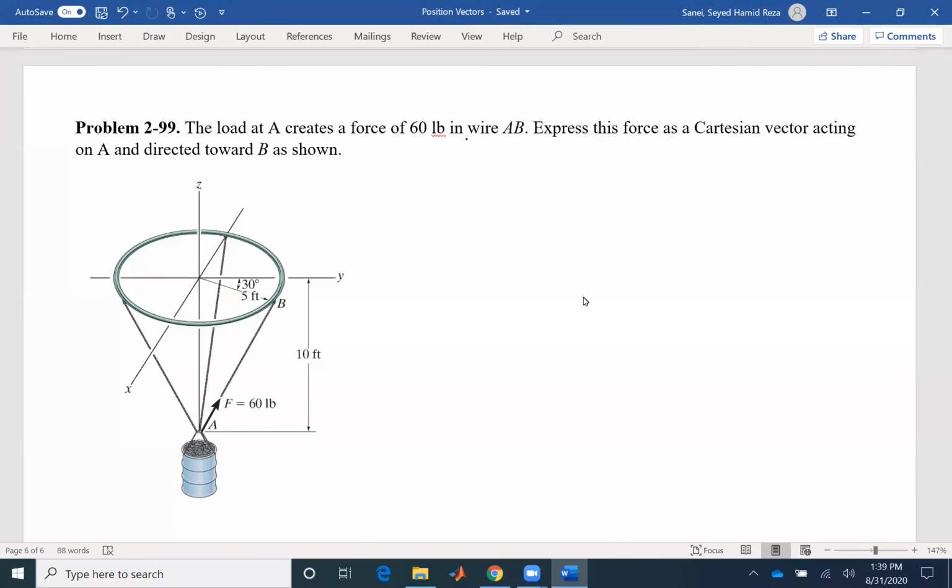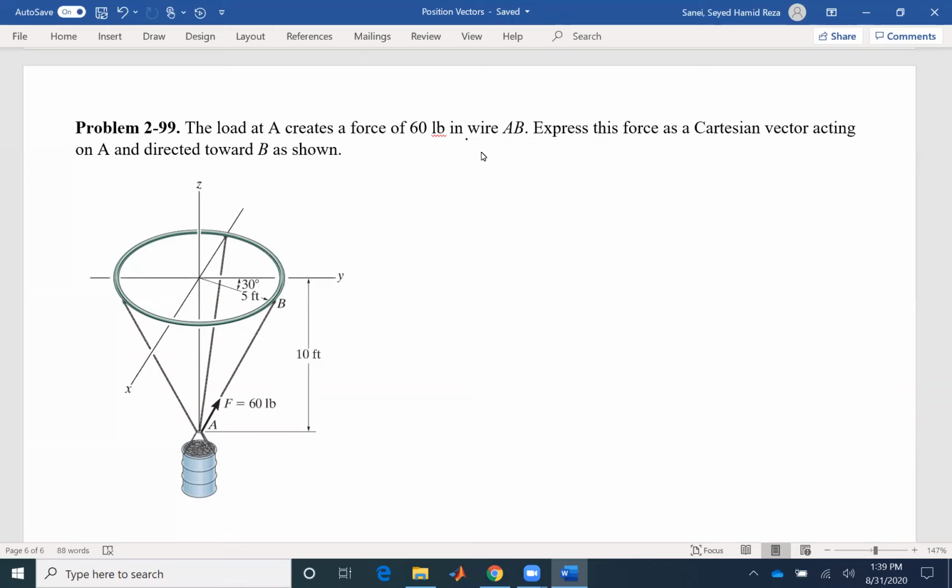Hello everyone, we are going to solve problem 99 of chapter 2 in this video. The load at A creates a force of 60 pounds, so the unit is in pounds, in wire AB. Express this force as a Cartesian vector acting on A and directed toward B as shown.